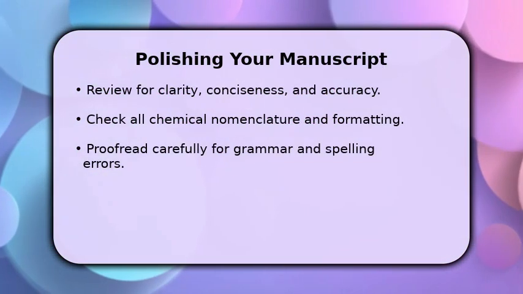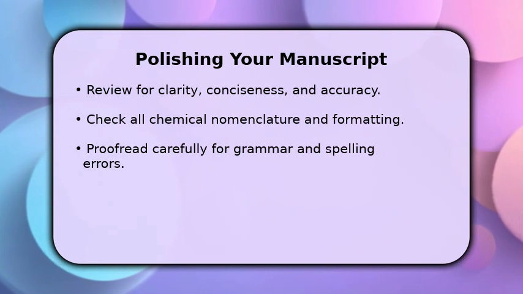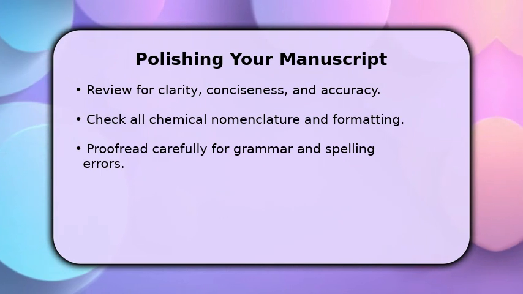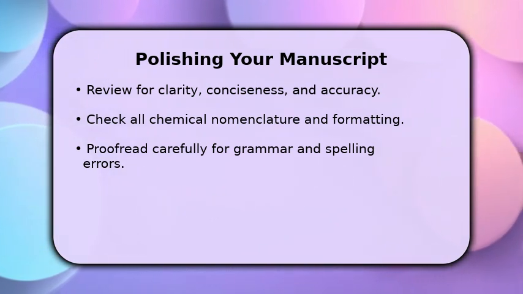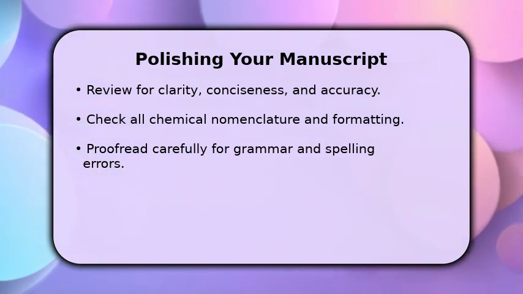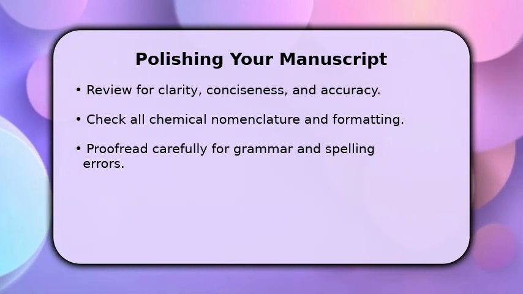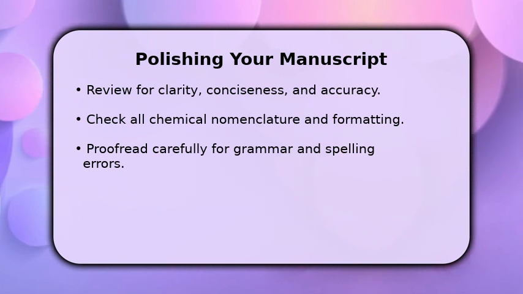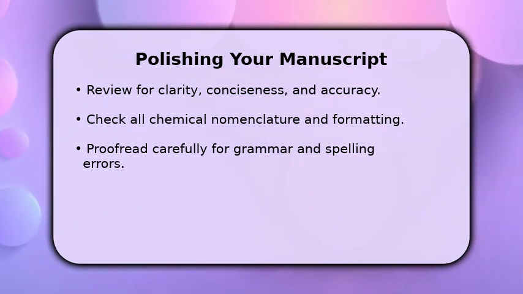The final, crucial step is refining your manuscript. Thoroughly review your paper for clarity, conciseness, and scientific accuracy. Pay close attention to all chemical nomenclature, units, and formatting to ensure consistency and adherence to journal guidelines. Lastly, proofread meticulously for any grammar, spelling, or punctuation errors. A polished paper reflects the quality of your research.